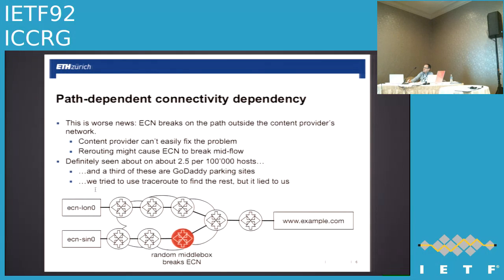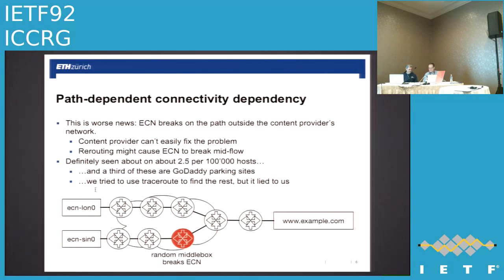This situation where you have path-dependent connectivity dependency is worse news. So here, we're able to connect from London using ECN. If we're trying to negotiate ECN, we don't have a connection problem. If we try to connect from Singapore, we do have a connection problem. This means that there's a device farther away from the server endpoint that's breaking connectivity. Fallback may not actually fix you here.